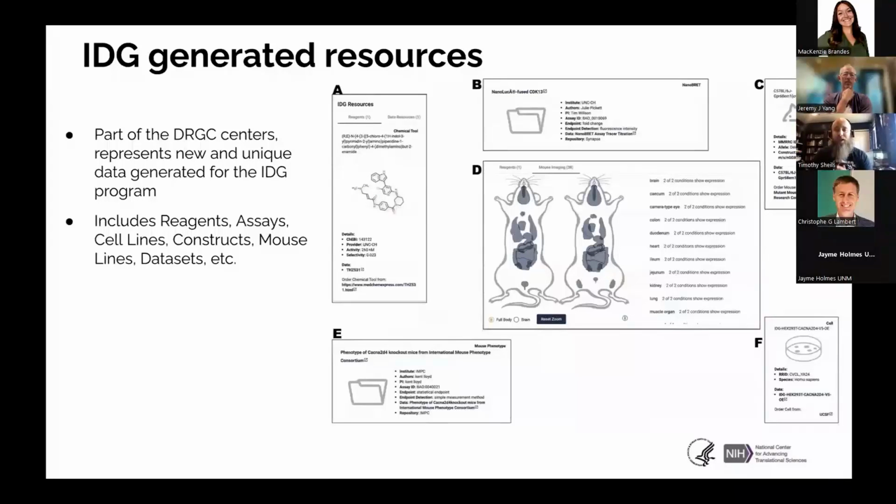And I mentioned IDG generated resources. So these are all groups that were part of the IDG. And this data is unique, right now, to the IDG. So it's information that you can find here and get reagents, assays, cell lines, mouse models, different data sets that were all generated as part of the IDG.